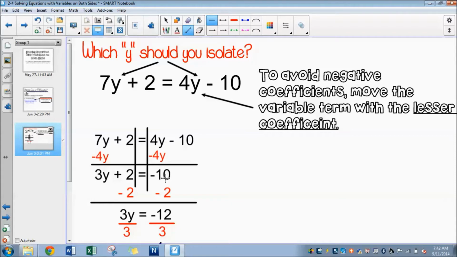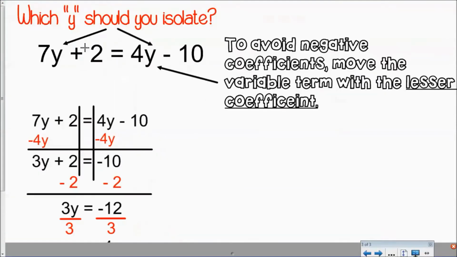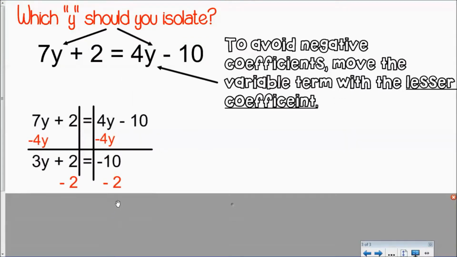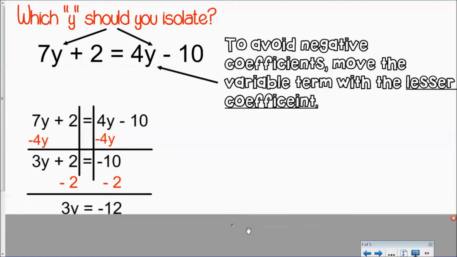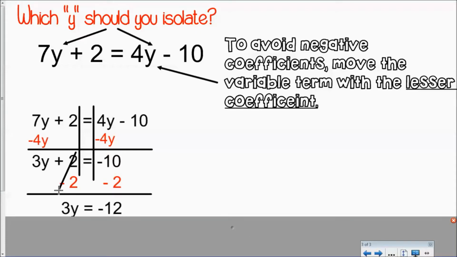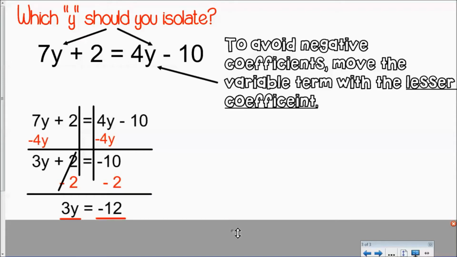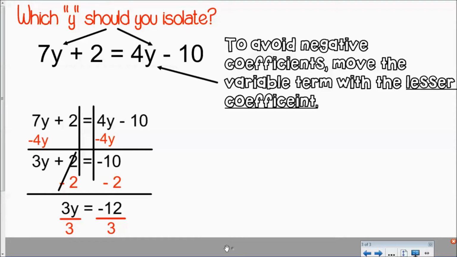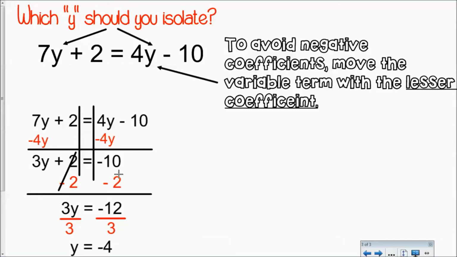Now I'm ready to start undoing what's happening to the variable. It's being multiplied by 3, and it is having 2 added to it. Let's make this bigger again. There we go. So I'm going to subtract 2 from both sides because I'm undoing adding 2. I've put it under the 2 and under the negative 10. So once I simplify that, nothing happened to 3y, so it comes down. 2 and negative 2 cross out because they're equal to 0. Negative 10 minus 2 is negative 12. And then last step, I'm going to undo multiplying by 3 by dividing both sides by 3. And then my answer is negative 4.